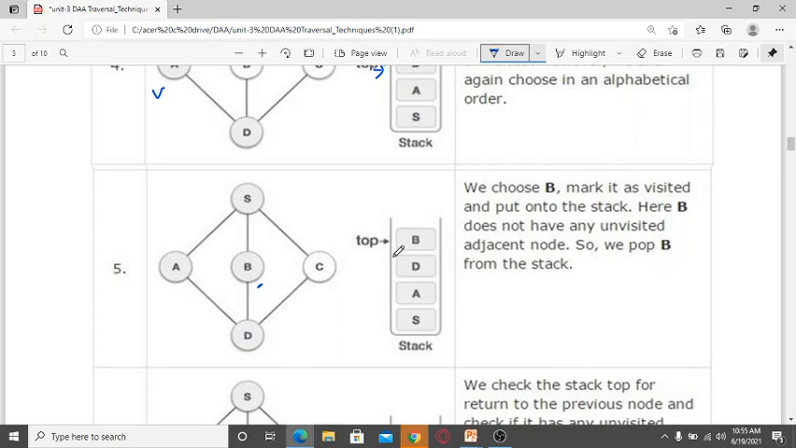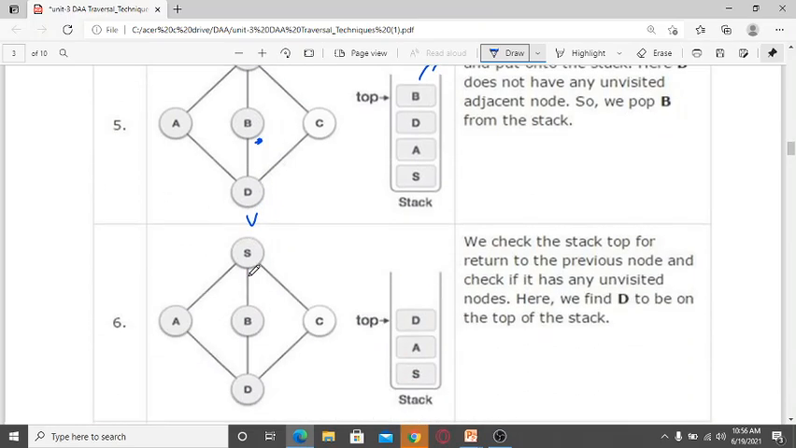When we add it in the stack, now we have to check the unvisited adjacent vertices of B. Just check it out. S is already visited, D is already visited. When both are visited and it does not have any unvisited adjacent node, you need to pop B from the stack. That means there is no unvisited adjacent to B.